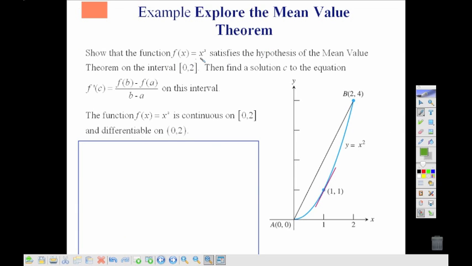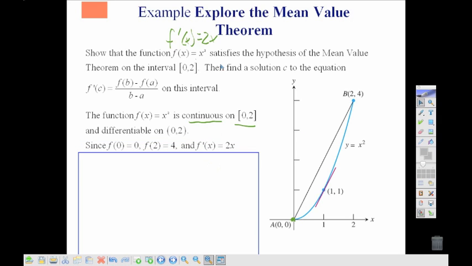So for this function, we have x squared, and we want to show first of all that it satisfies the conditions. First of all, for x squared, we know that it is continuous. We do have a closed interval, we're going from 0 to 2. And is it differentiable on 0 to 2? We can take a derivative of this. We know that f prime of x would be equal to 2x, so it would be differentiable everywhere on that interval. So yes, it does satisfy the mean value theorem.